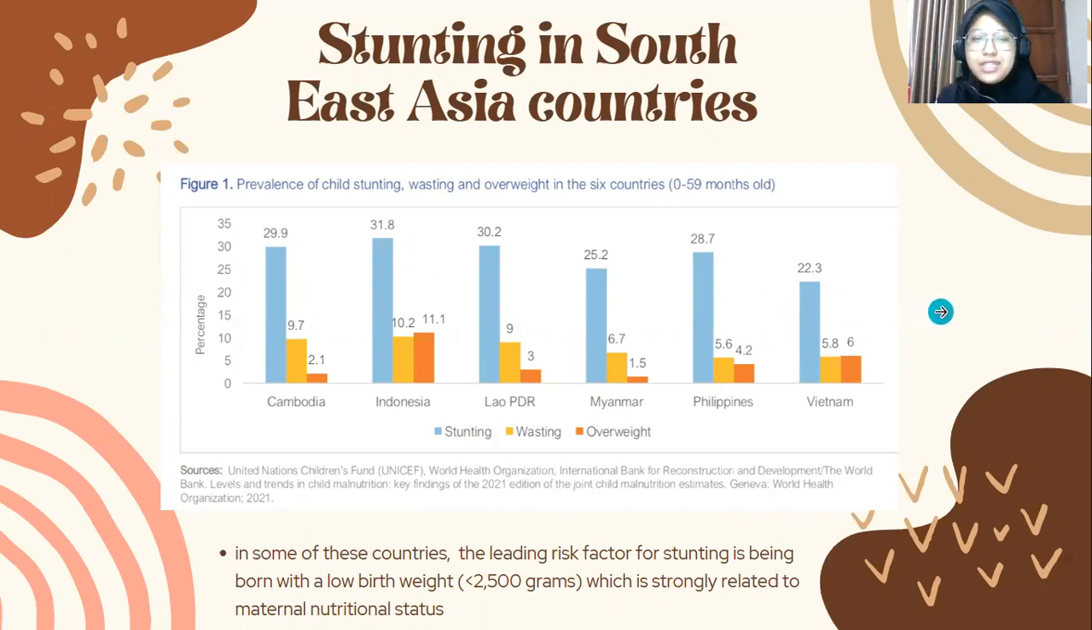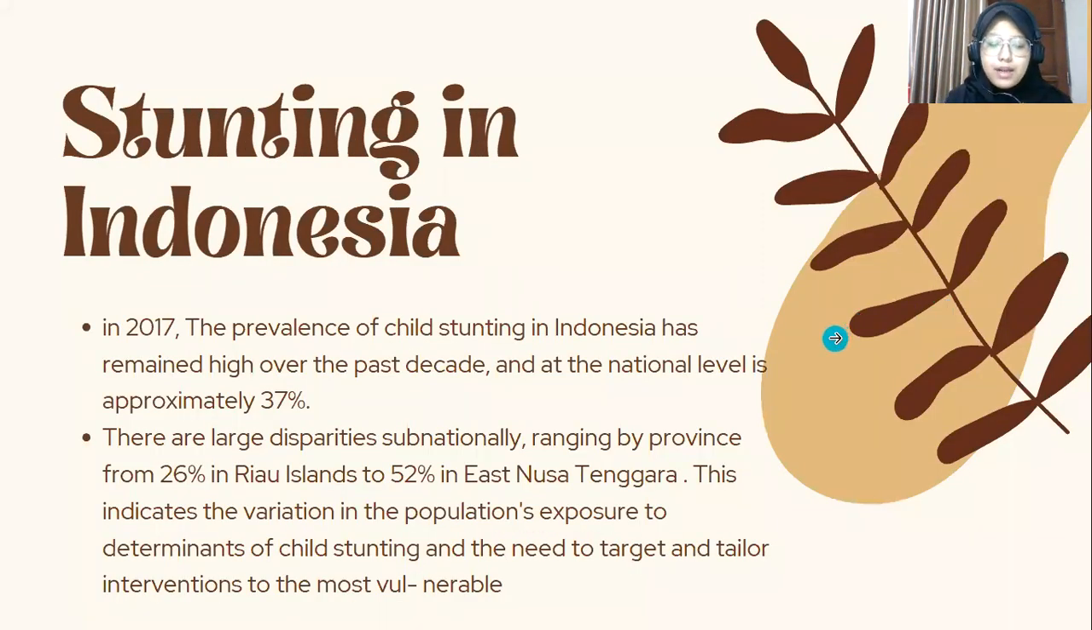There are large disparities subnationally, ranging by province from 26% in Riau Island to 52% in East Nusa Tenggara. This indicates the variation in the population exposure to determinants of child stunting and the need to target and tailor intervention to the most vulnerable.